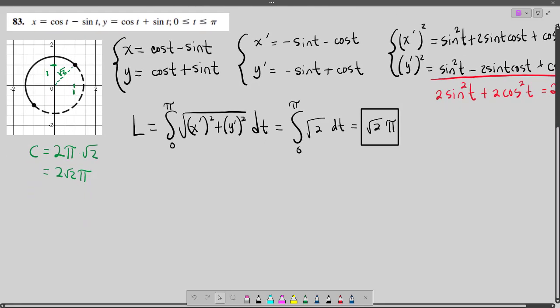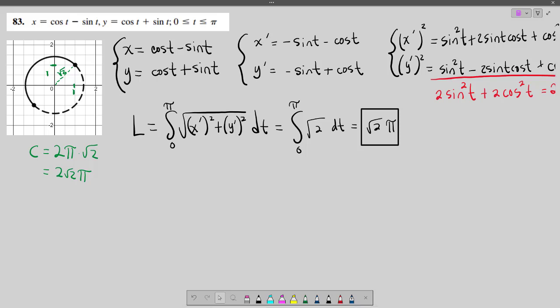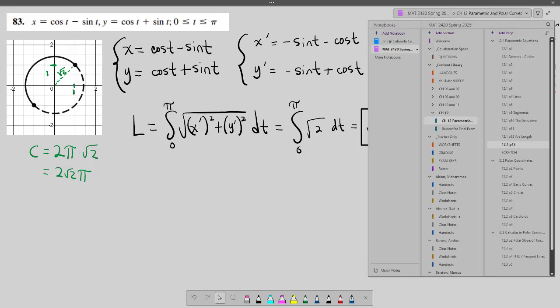If we want to prove that it's a circle, we'd have to eliminate t here, which is going to be a little bit of work, but it's possible.